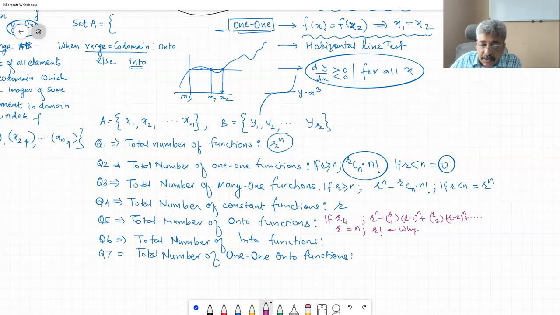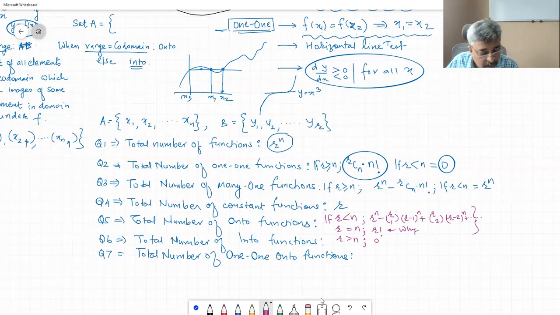If r is less than n, then this is the answer. If r is equal to n, then r factorial. And if r is greater than n, of course there will not be any onto function, because some element or the other will remain without receiving an arrow. Okay, so this is what onto functions are.